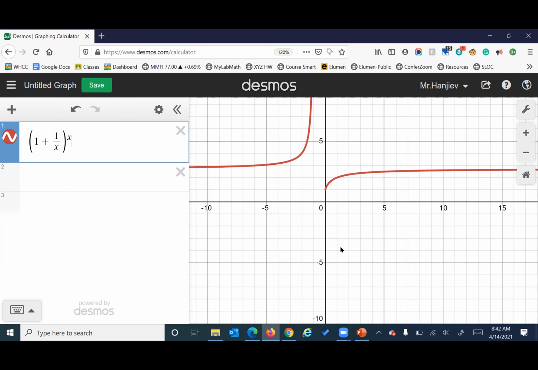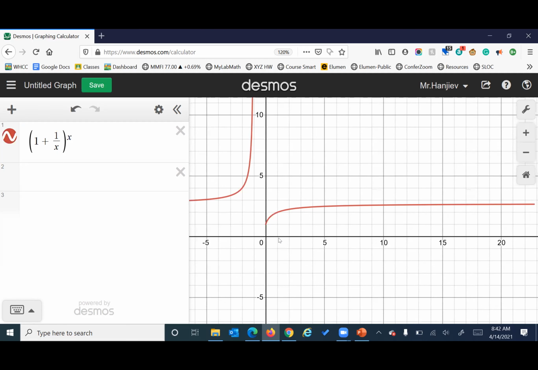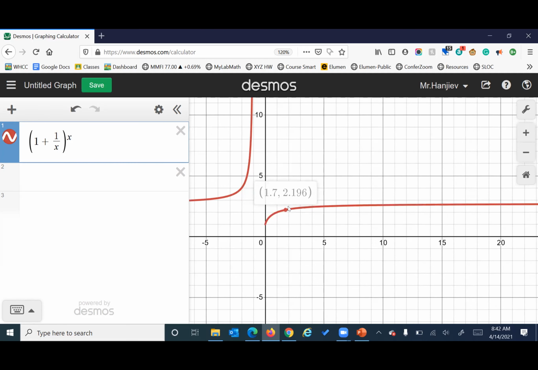I agree with all of you. Wait, is there a horizontal asymptote here? Oh, interesting. I think that's what I want to get to. There's a horizontal asymptote here, and let's see what it goes to. I just want to see what it goes to.